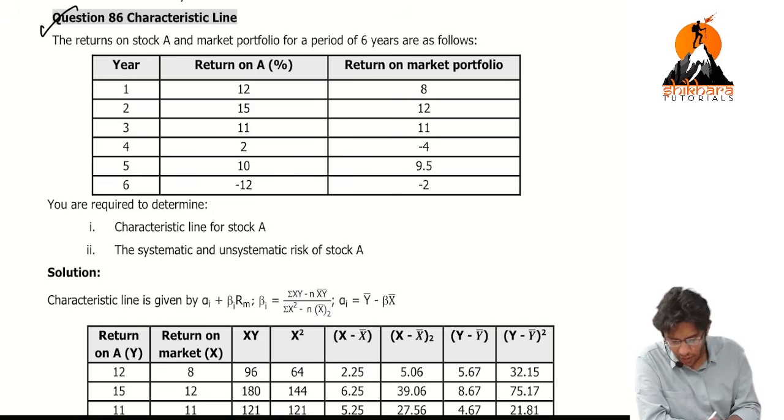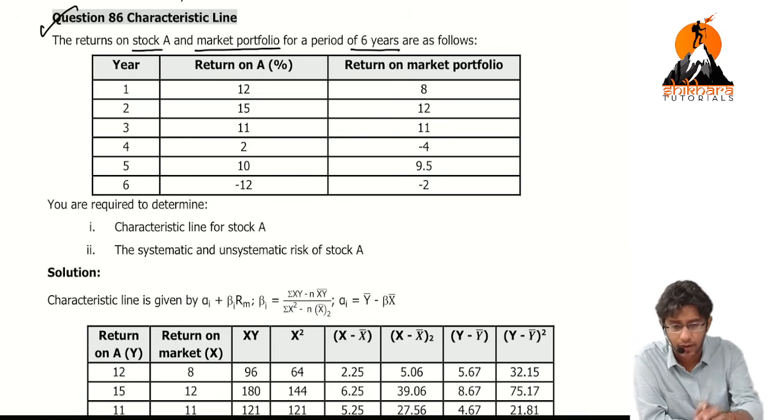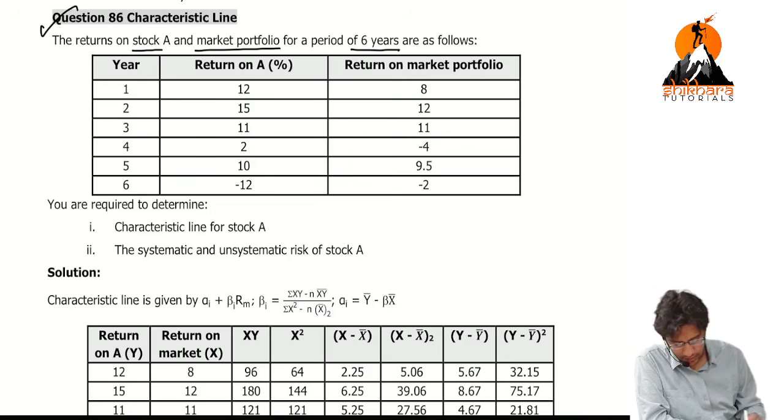The returns on stock A and the market portfolio for a period of 6 years are as follows. So return from A is given, return from market is also given. 1, 2, 3, 4, 5, 6 years data. You are required to determine the characteristic line for stock A. So you have to work out the characteristic market line, and the systematic and unsystematic risk of stock A.